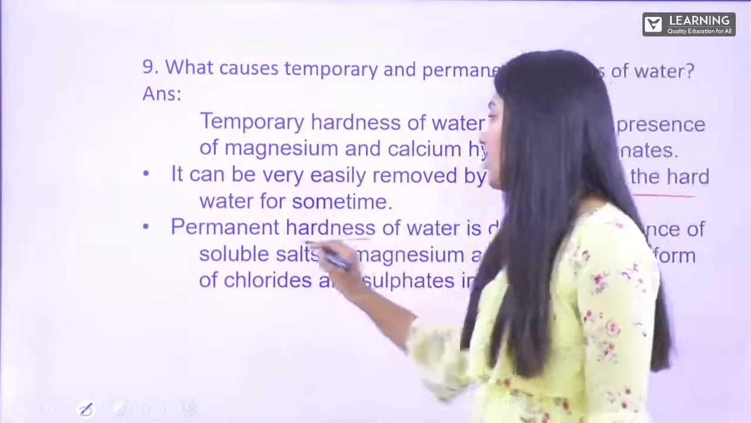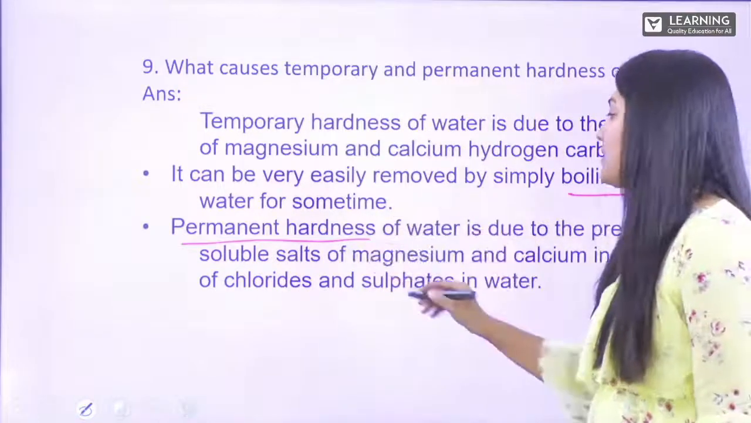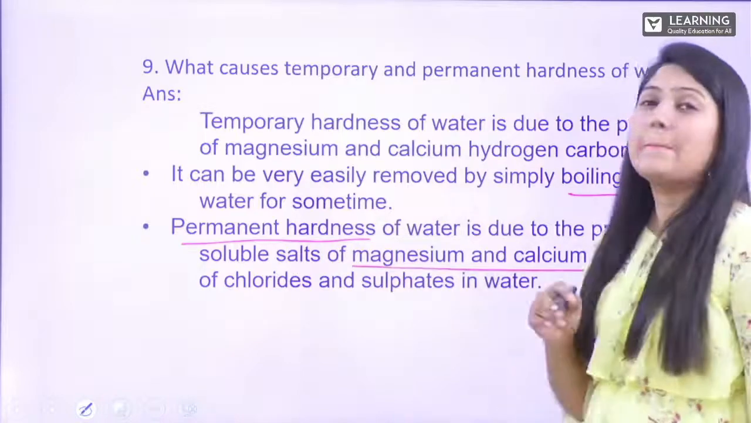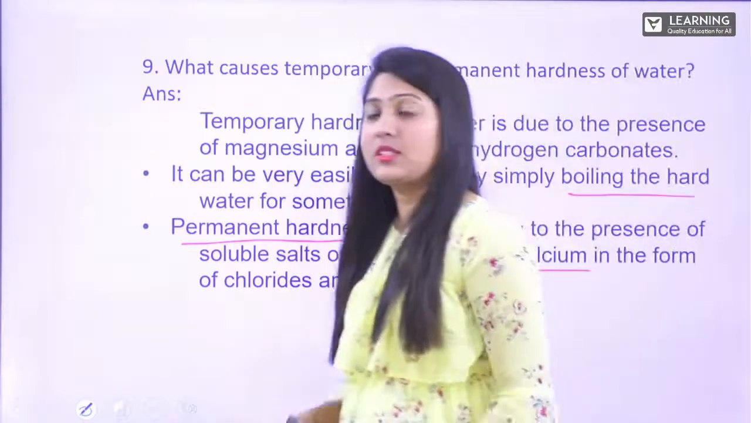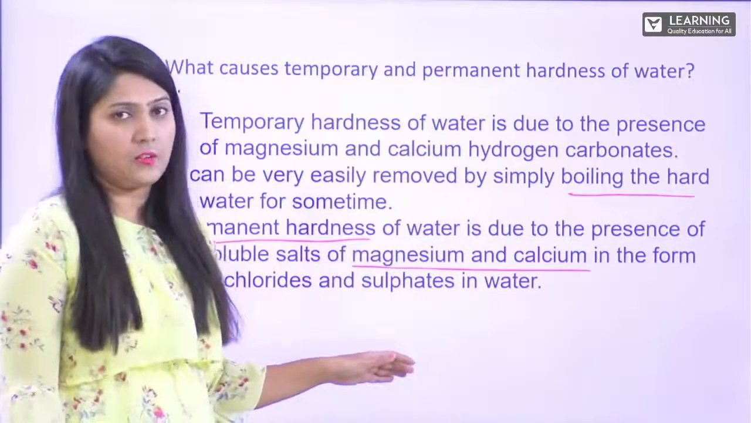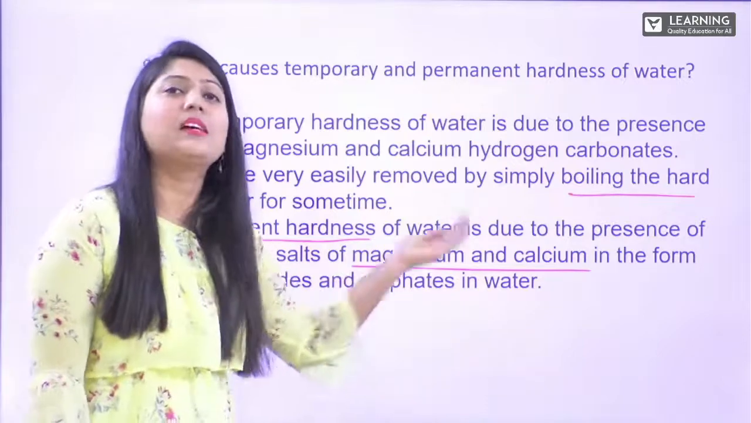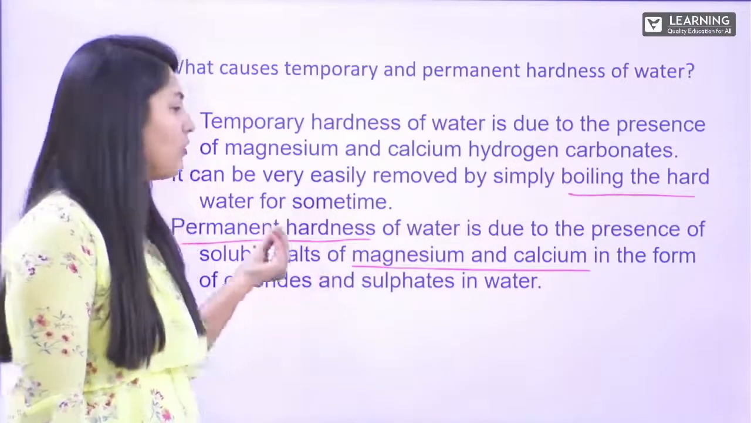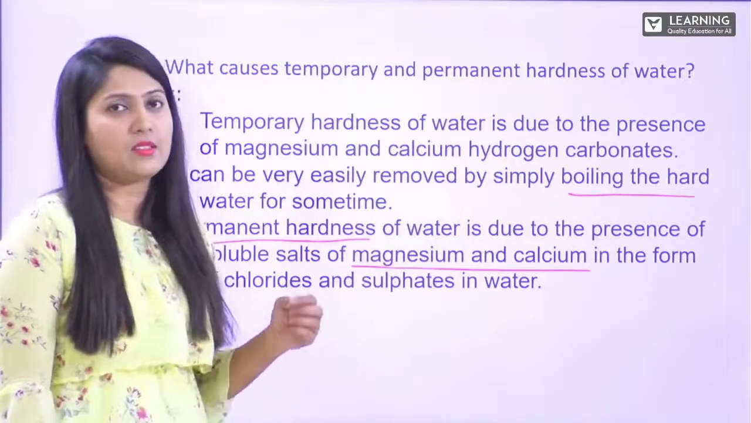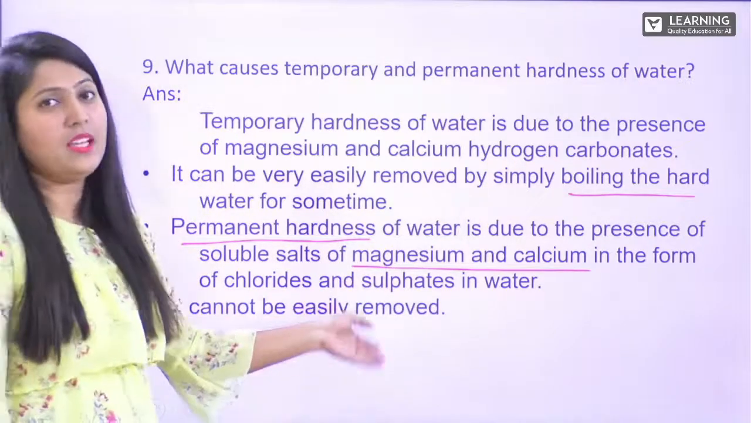Permanent hardness is due to the presence of magnesium and calcium salts, but not bicarbonates, rather chlorides and sulfates. So the dissolving of magnesium and calcium sulfates and chlorides forms the permanent hardness of the water, and it cannot be easily removed by boiling.